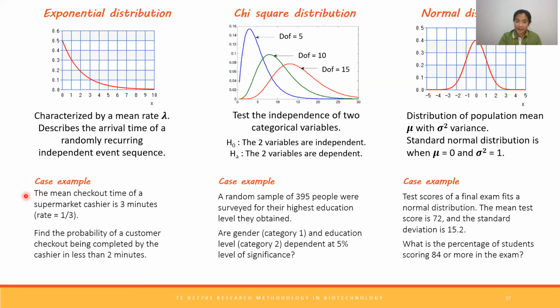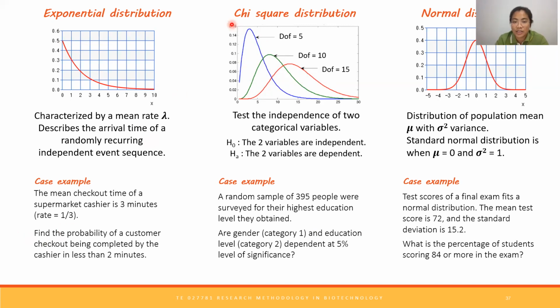If you go to a supermarket and you have to wait at the cashier, and a study has collected data and says the mean checkout time, the average checkout time of a supermarket cashier, is 3 minutes, so each person has to wait 3 minutes to get into the cashier. Find the probability of a customer's checkout being completed by the cashier in less than 2 minutes. In this type of situation, use the exponential distribution.